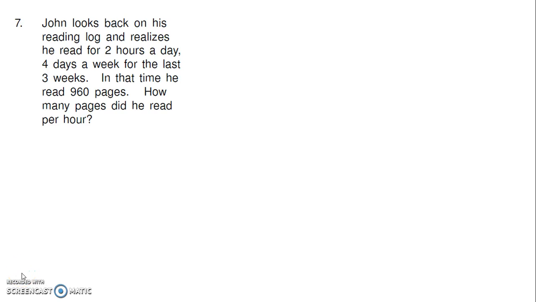This video is to help you with number 7 on CR Helper number 25. It's very similar to the number 7 on your CR, but with some different numbers. It says John looks back on his reading log and realizes he read 2 hours a day, 4 days a week for the last 3 weeks. In that time, he was able to read 960 pages. How many pages did he read per hour?